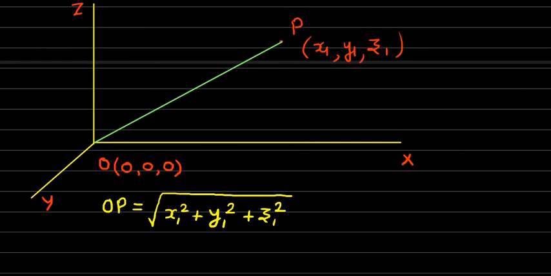Now next one, we'll move to the division of the join of 2 points, meaning the section formula. Next one is the division of the join of 2 points, that is the section formula.